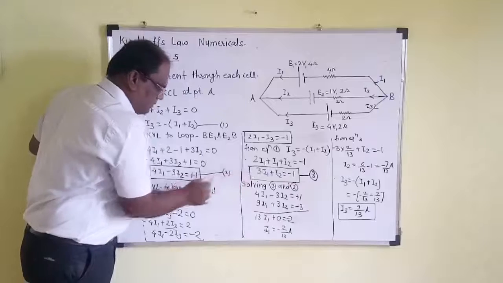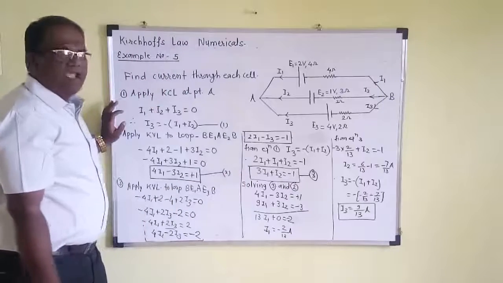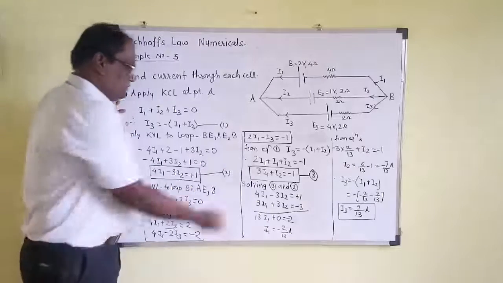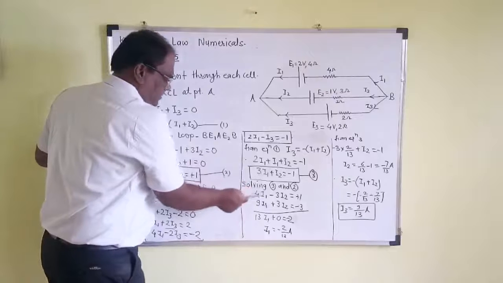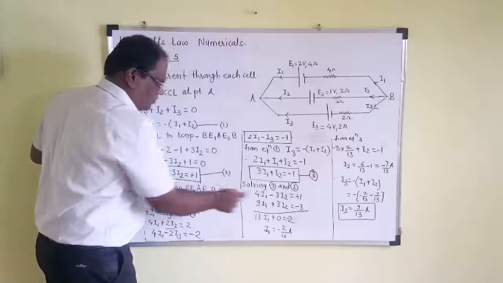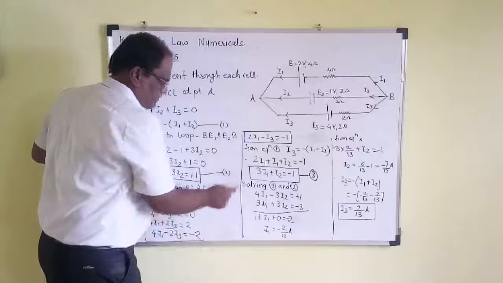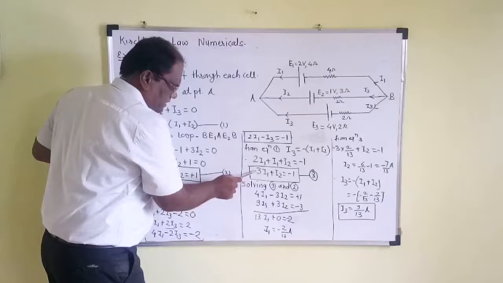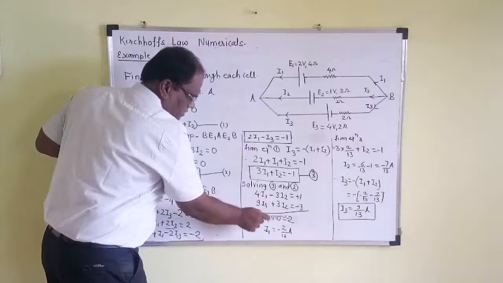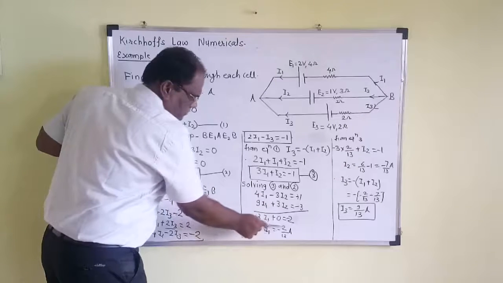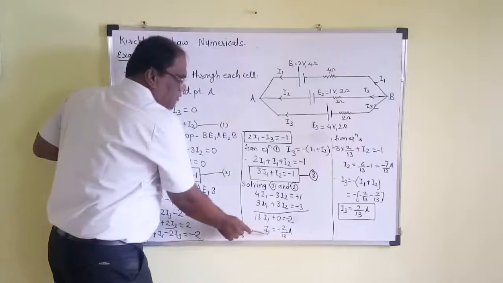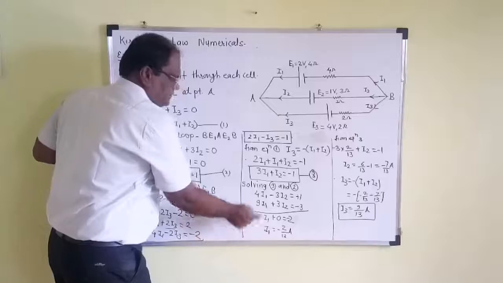Solving these two simultaneous equations by eliminating I1 or I2, you can determine the value of I1. See here, 4 I1 minus 3 I2 is equal to plus 1. Multiply the other equation by 3: 9 I1 plus 3 I2 is equal to minus 3. Solve. You will get I1 is equal to minus 2 by 13 ampere. Put this value of I1 in any equation.